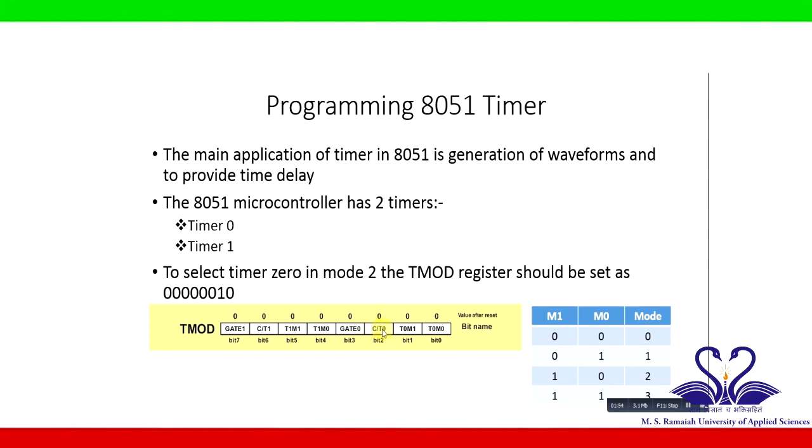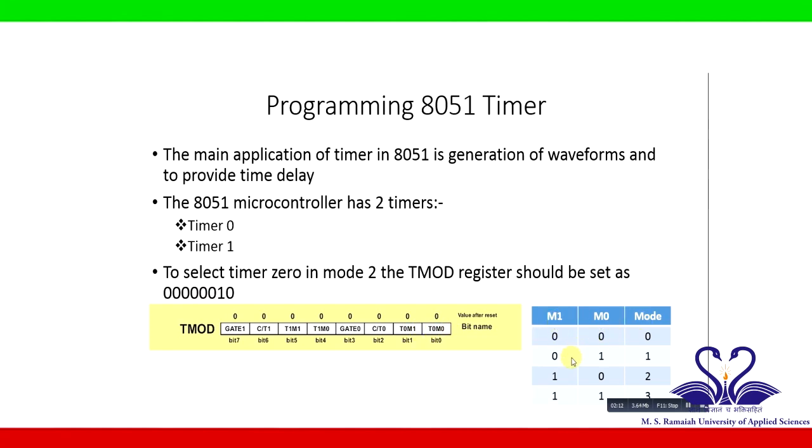Then C/T bar, which means that if this bit is made 1, it acts like a counter. If this bit is made 0, it acts like a timer. So we are using timer mode, that is why this bit is taken to be 0.